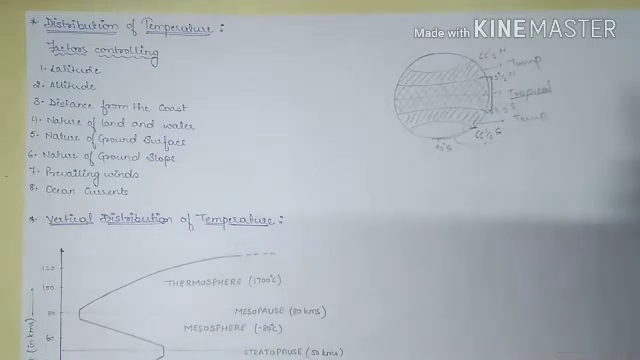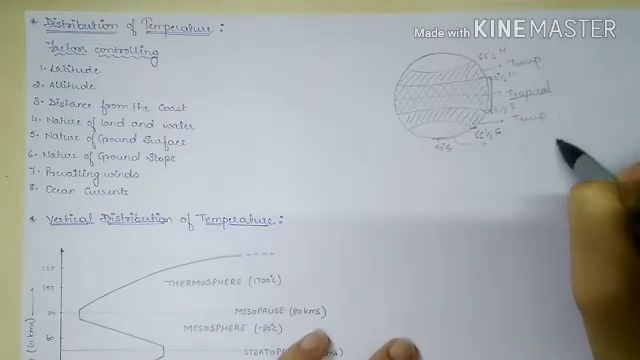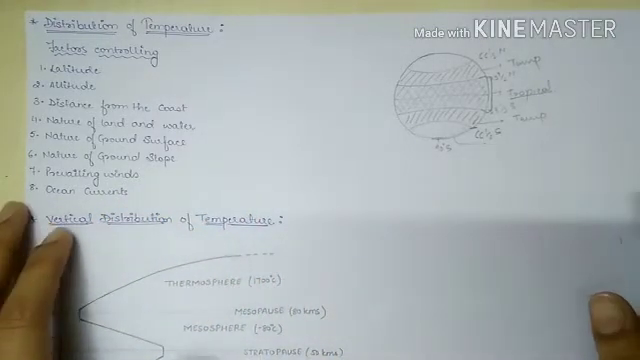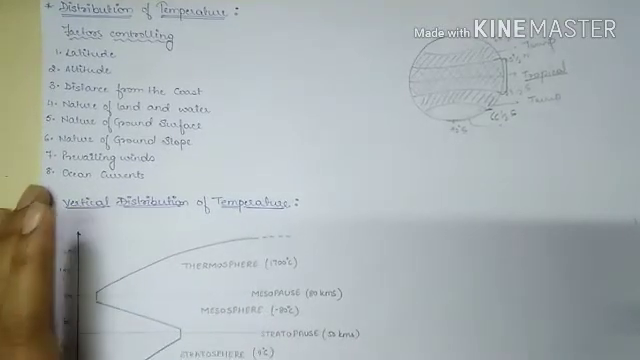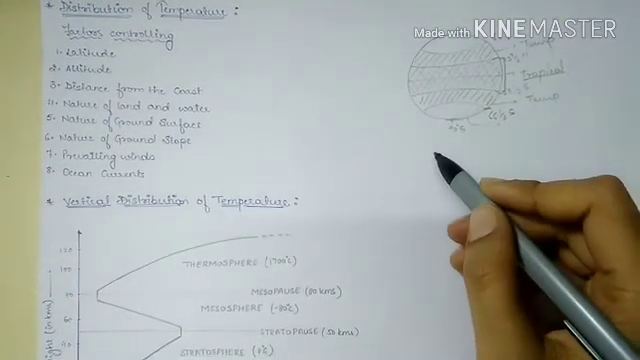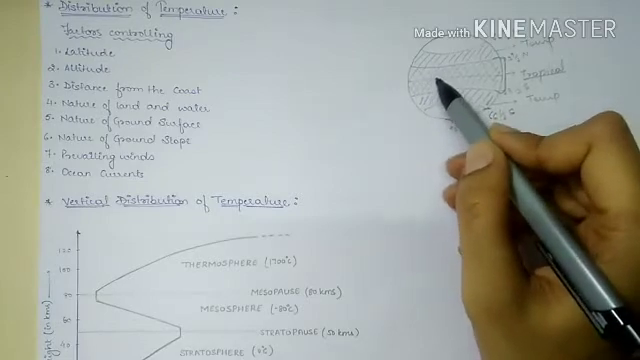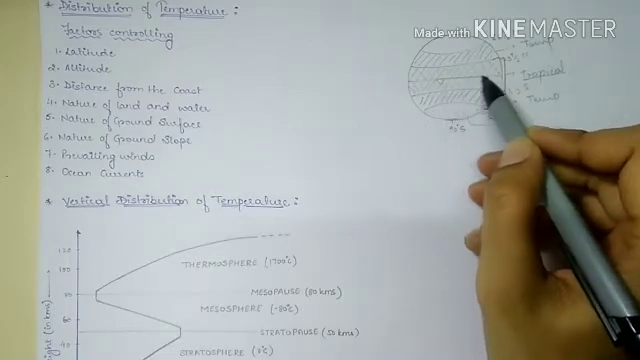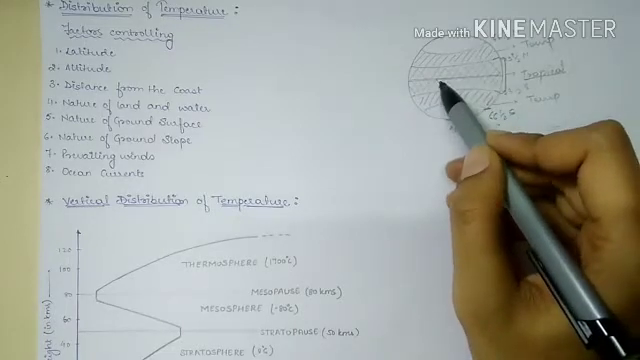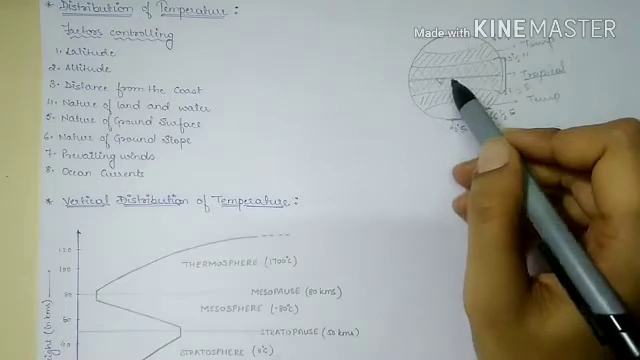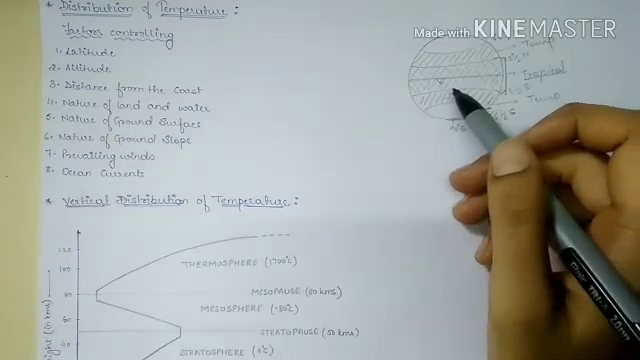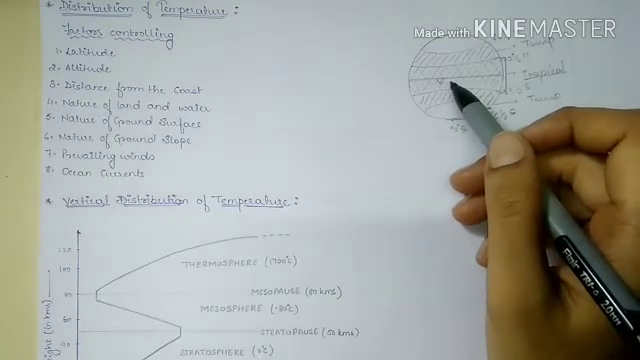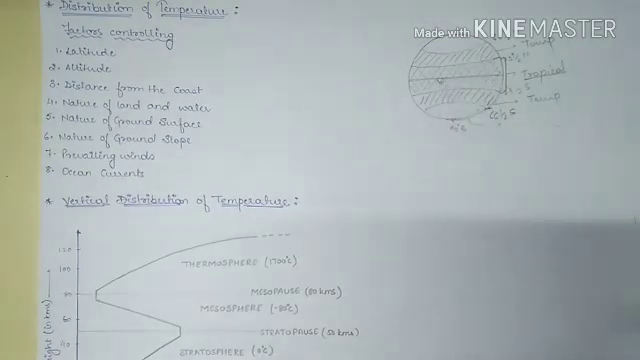But this is an overall view. If we look specifically, we have various factors that control the distribution of temperature, because there are various places which will have different temperatures even if they lie on the same latitude. So there are various factors which control the distribution of temperature, and we'll study them.